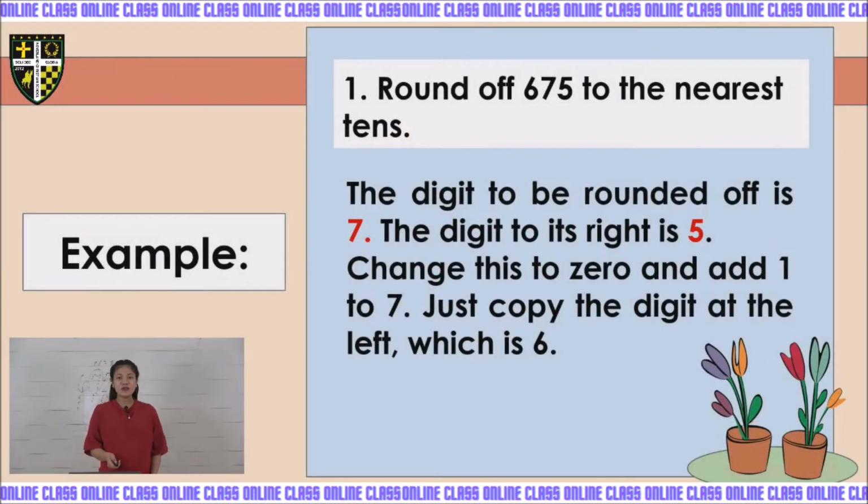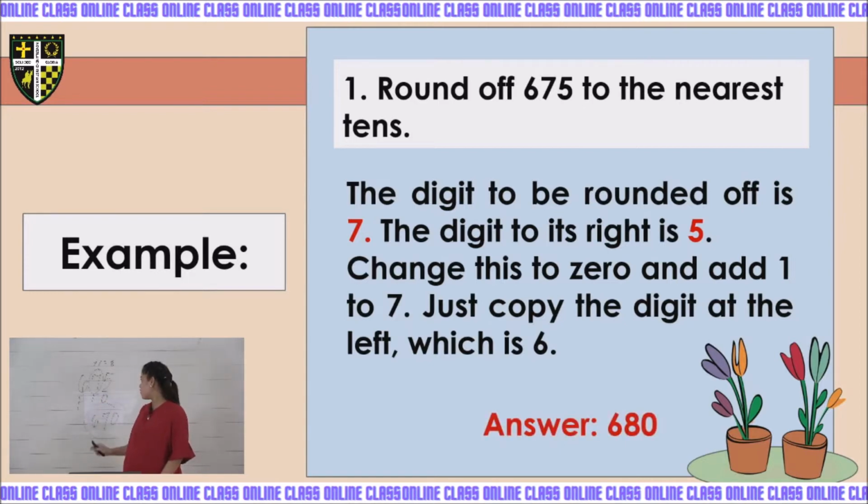So the digit to be rounded off is 7. The digit to its right is 5. Change this to 0 and add 1 to 7. Just copy the digit at the left, which is 6. So our answer will be 680. So it's correct. I think I made a mistake earlier, so I will just write 680. So next.